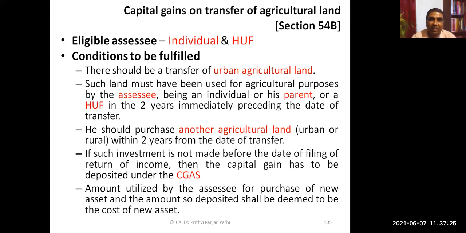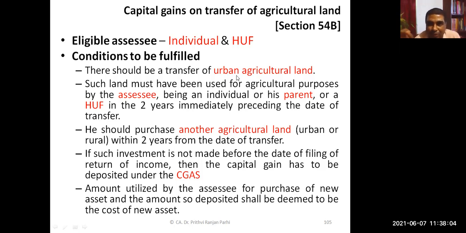Thank you. Now, friends, let us move to the next section, next tax planning measure. This is section 54B. And you see, this benefit or this exemption can again be availed by 2 categories of person. Who are they? Who can avail this? Individual and HUF. Earlier one was also individual and HUF, but that was for long-term residential house property. But here, which property are we talking about? Agricultural land, urban agricultural land.